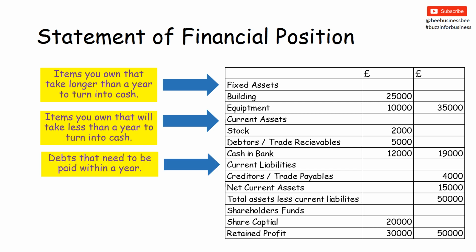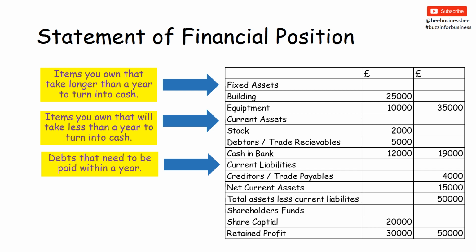Now on the opposite side, we have current liabilities. These are debts that need to be repaid within a year. And it's back to that word in finance, current, and liability being a debt. In this case, we only have one type of current liability. That is what it says there, creditors or trade payables.